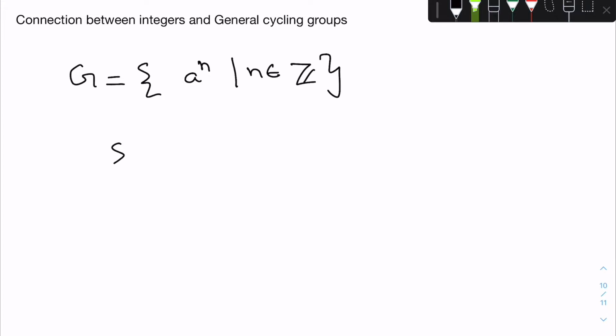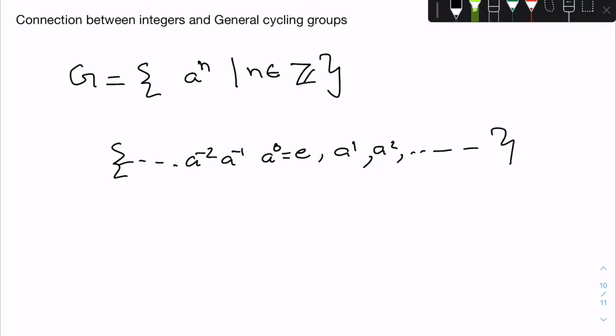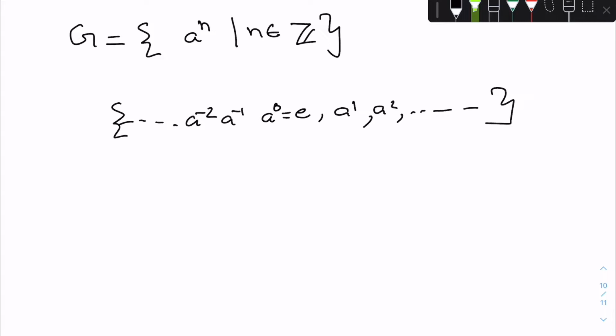Now, basically, this looks like a power 0, that is what we call identity, a power 1, a square, dot dot dot, a power minus 1, a power minus 2, dot dot dot. This goes in both directions. Of course, in the finite case, it will cyclically repeat. You may get only finitely many elements, okay? So let us understand them.